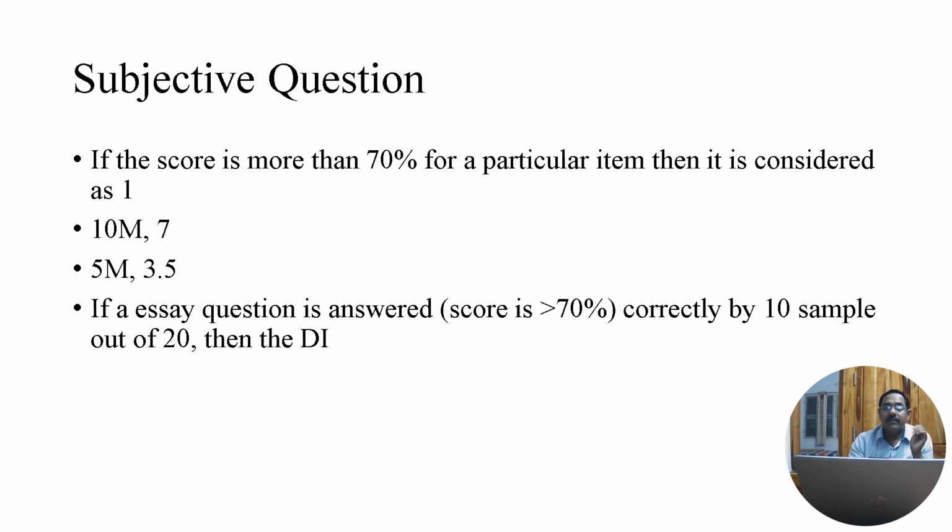Now the example: if an essay question is answered correctly by 10 samples out of 20, then what is the difficulty index? Let us take the condition as scoring more than 70%, which means we consider it as 1. So 10 out of 20 have scored more than 70%, so 10 divided by 20, that is the answer, 0.5. So now the subjective question is amenable to difficulty index calculation.